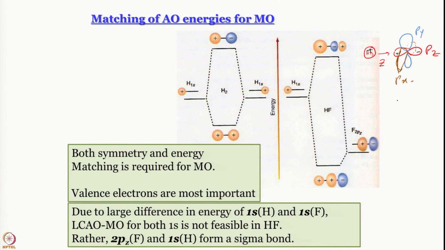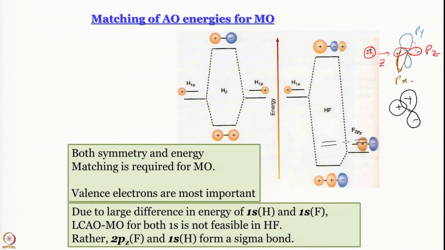What about Px or Py? This is 1s, let us say this is plus, and Px or Py would be like this, plus minus, that would be non-bonding, is it not? So, Px and Py would actually remain. If I draw this Px and Py here, they would remain as non-bonding orbitals.